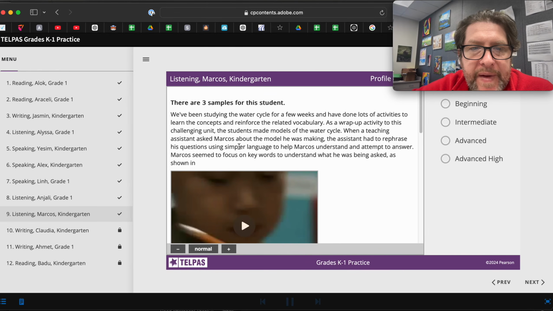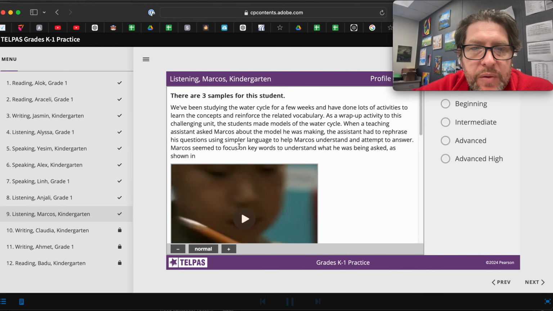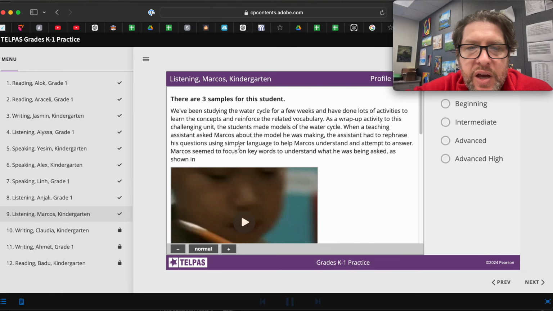Marcos. All right. So this is listening. Again, we're on listening. We've been studying the water cycle for a few weeks and done a lot of activities to learn the concepts and reinforce the related vocabulary. As a wrap-up activity to this challenging unit, the students made models of the water cycle.